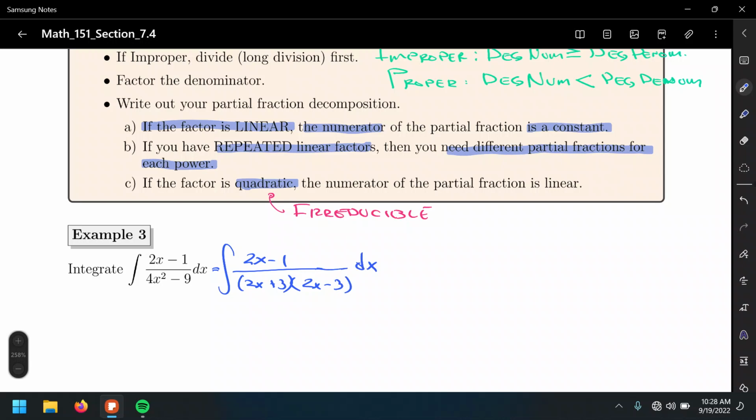Now that we factored the denominator, it's time to write down our partial fractions, and that's our next step. To write down our partial fractions, ignore the numerator. Even if it's the craziest expression in the numerator, just ignore it. Of course, we're going to use it when we set up our basic equation to find the values of A and B, or C, D, depending on how many factors we have. So that's the integral of A over 2x minus 3 plus B over 2x plus 3.